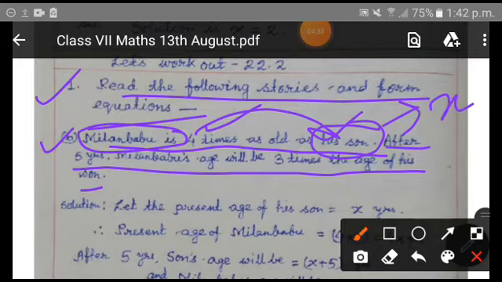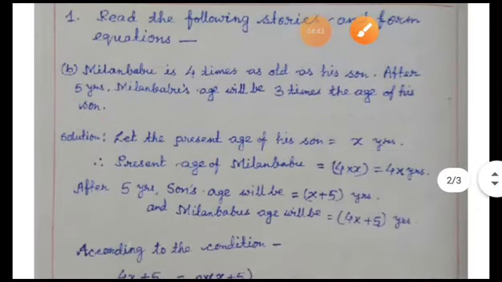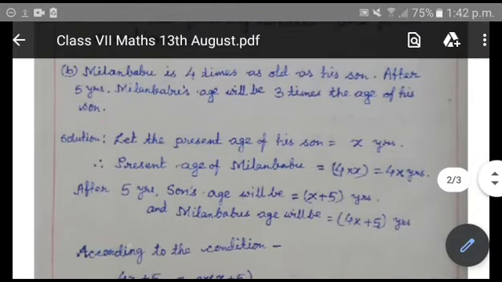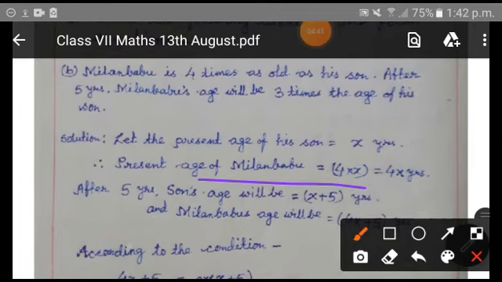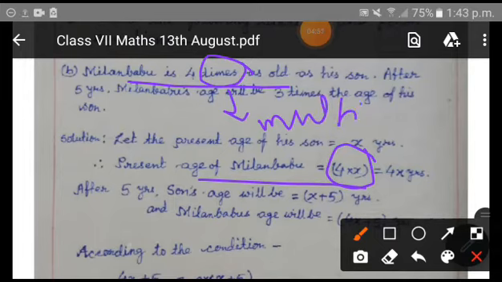So here we are taking the present age of his son to be x years. So the present age of Milan Babu will be 4x years. Why? Because in the question it is given that Milan Babu is 4 times. So times means multiply, or finding the product. So 4 into x means 4x years.